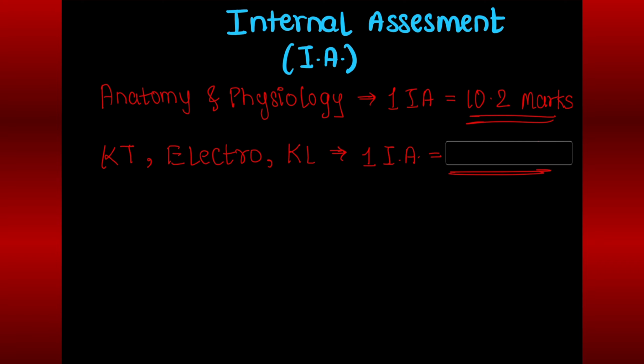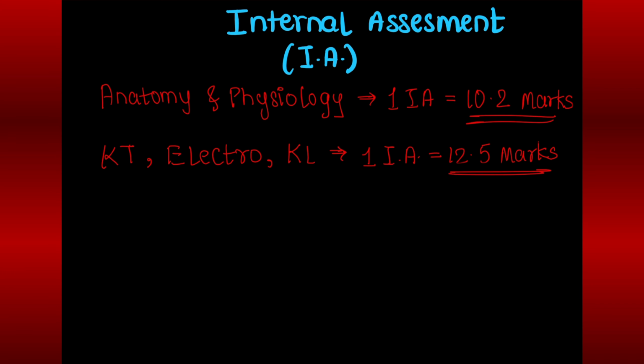And for kinesiotherapy, electrotherapy, and kinesiology and movement sciences, which are your basic physiotherapy subjects, one internal assessment mark is equal to 12.5 marks. That means 13 marks means 1 IA. So I hope that you're clear with your IA calculation, and if you want to know more about that, you can watch my IA calculation videos. There I have shown how IA calculation is done exactly with proper demonstration.